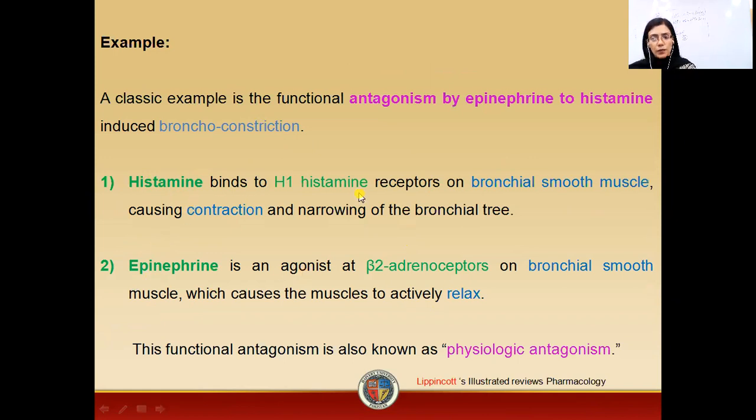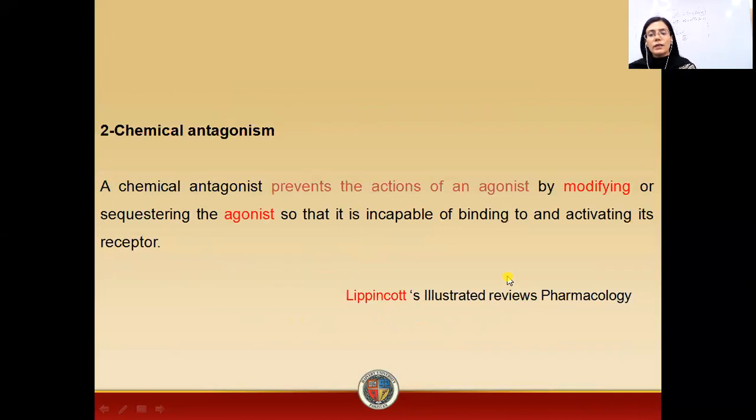Histamine binds to H1 histamine receptors, thus causing bronchial smooth muscle constriction, right? And then we have epinephrine, which binds itself to the beta-2 adrenoreceptor, and it will act opposite to that of histamine, thus causing the relaxation of the bronchial smooth muscles. So we can say that this type of antagonism is actually a physiologic antagonism.